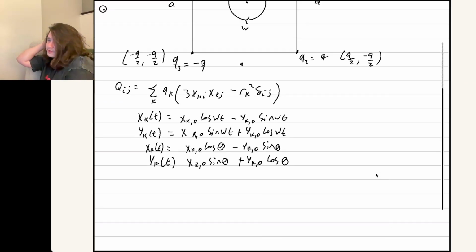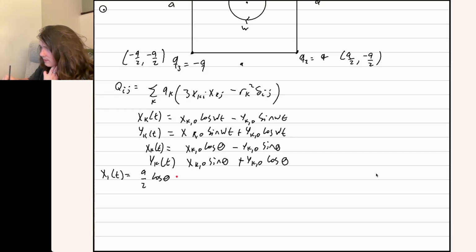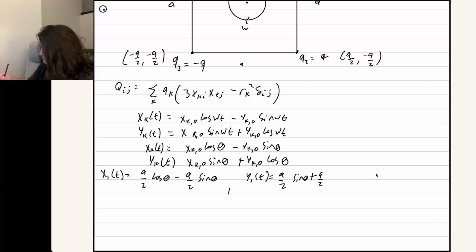So we can split these up into x1, x2, x3, and x4, all as functions of t. So x1 of t is equal to a over 2 cosine theta minus a over 2 sine theta. And then y1 of t will be a over 2 sine theta plus a over 2 cosine theta.